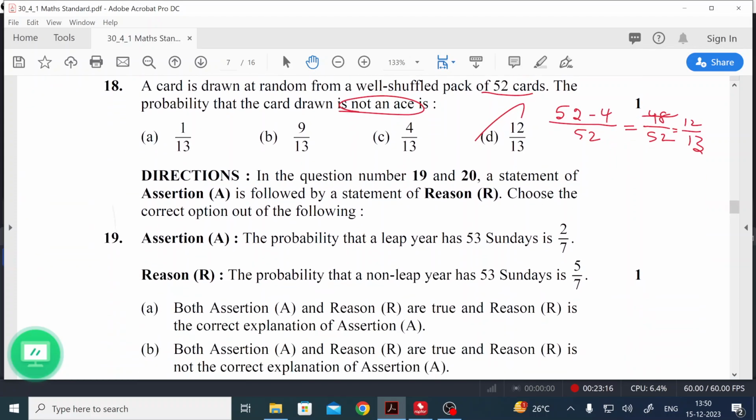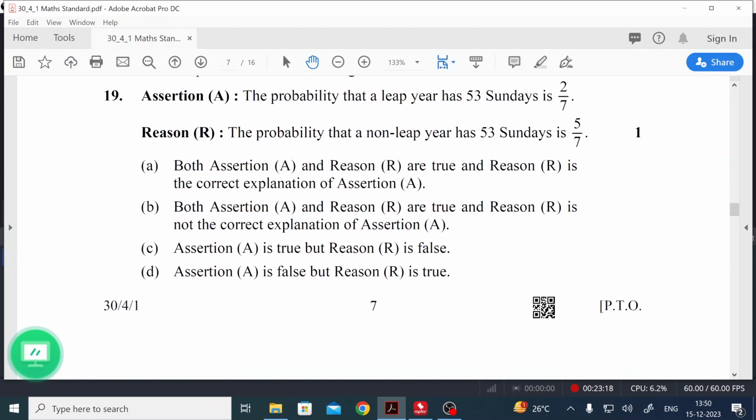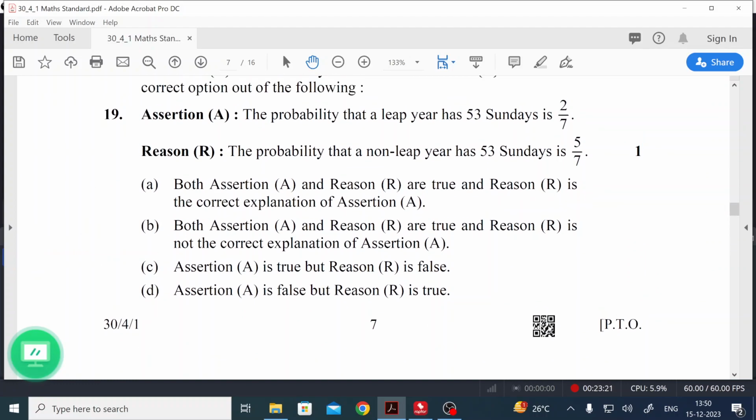Right. Next, assertion and reason we are getting. See children, probability of a leap year. Leap year in the sense how many days do we have? 366 days. When I divide by 7, why do we have to divide by 7? Because how many weeks are there in a year? A week consists of 7 days. When I divide, I am getting 52 weeks and 2 days remainder. 2 days you will be getting remaining. Am I right, children? They are asking the number of Sundays, the chances.